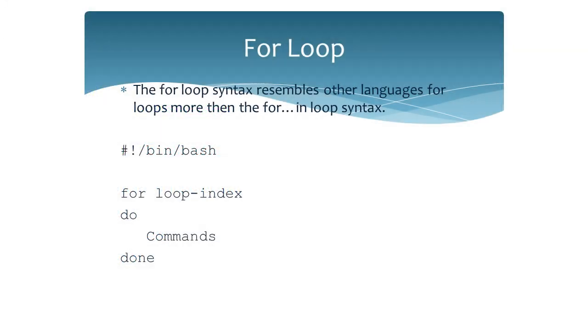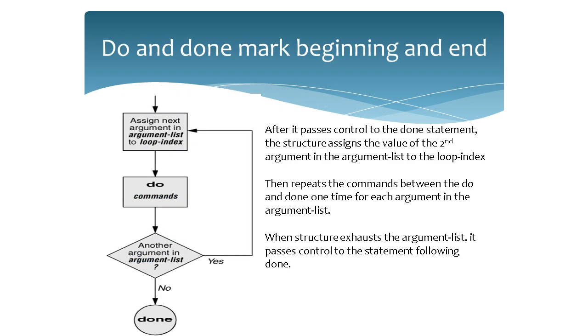For loop syntax resembles other languages' for loops more than the for in loop syntax. For instance, just the standard for loop-index, do followed by some commands, and done will assign the next argument in the argument list to the loop index. It does the commands, and checks whether there is another argument in the argument list. If so, it will return back and do some more commands. If not, then it will go to done.